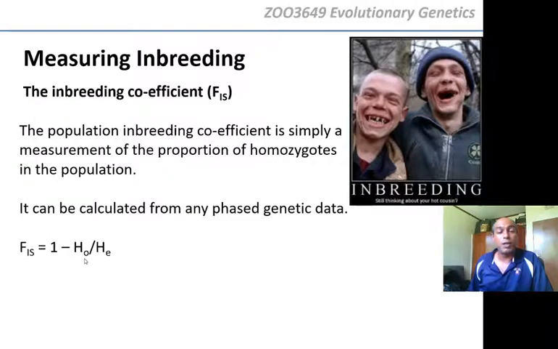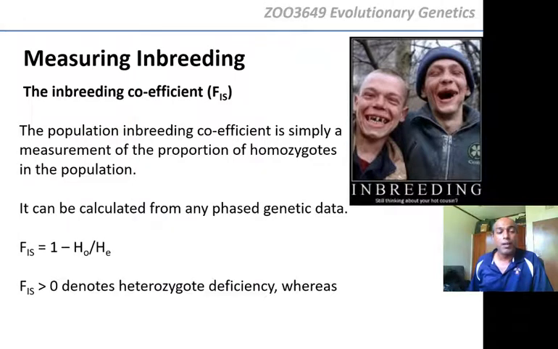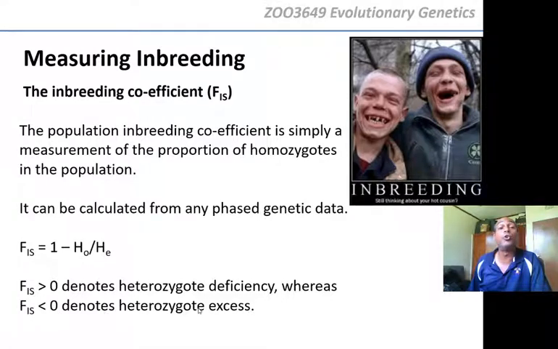Another way of calculating FIS is 1 minus the proportion of observed divided by the proportion of expected heterozygotes. So when the FIS is greater than 0, it tells you that you have positive inbreeding. In other words, that's bad. There are fewer heterozygotes than we expect due to chance. Whereas less than 0, a minus number for FIS, is good for the population. It means it's an excess of heterozygotes. It means the population is healthy. It's got a lot of genetic diversity.